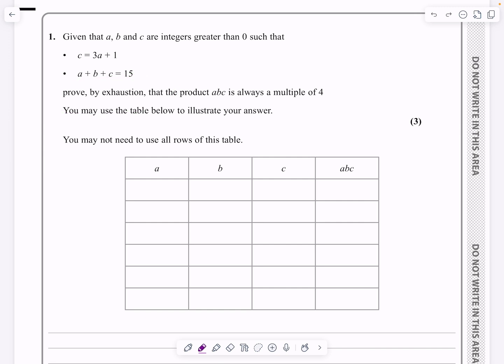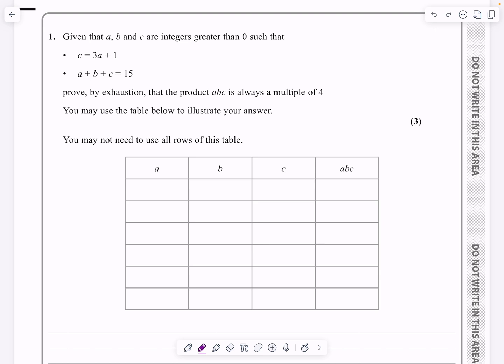It says, given that A, B, and C are integers greater than 0, okay, remember that. C is 3A plus 1, A plus B plus C is 15. Can we prove by exhaustion that the product of A, B, C is always a multiple of 4? Use the table below to illustrate the answer. Well, that's giving me a clue as to what to do then, isn't it?